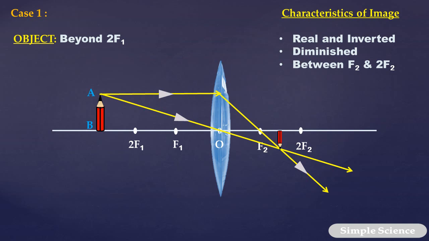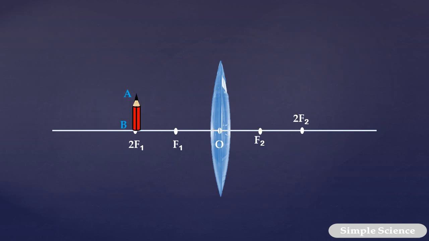Image is real and inverted. Real means it can be formed on the screen. Real and inverted, size is diminished, and the location is between f2 and 2f2. Let us take the second case.